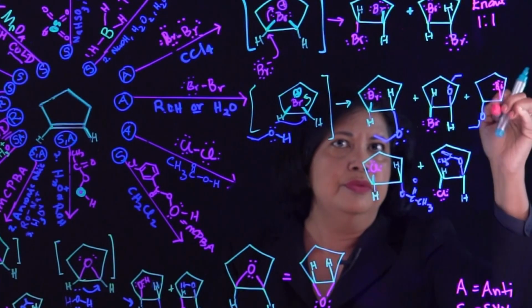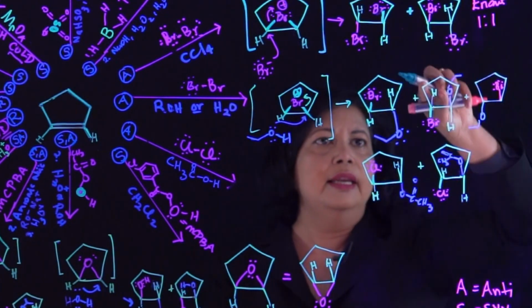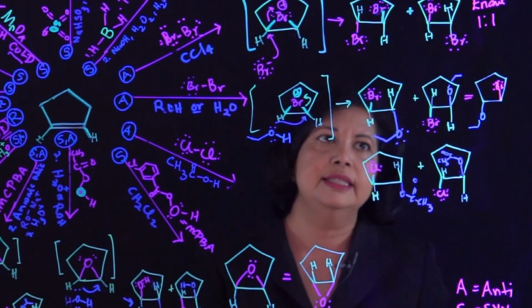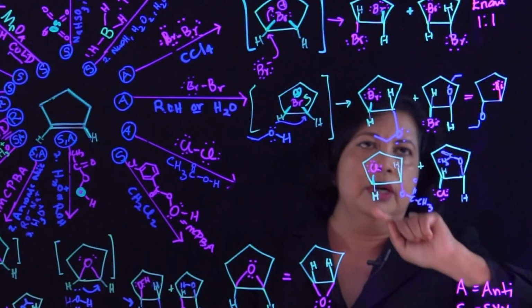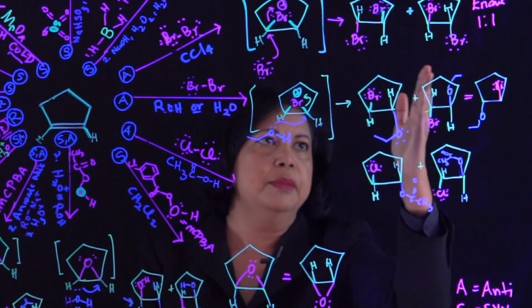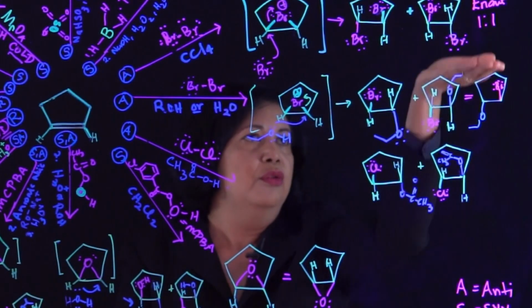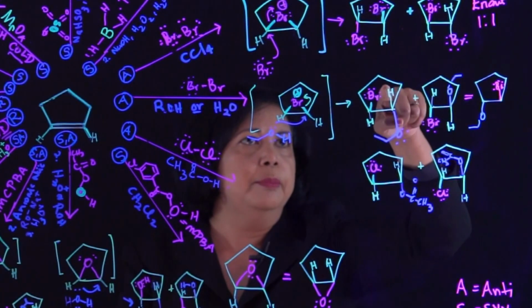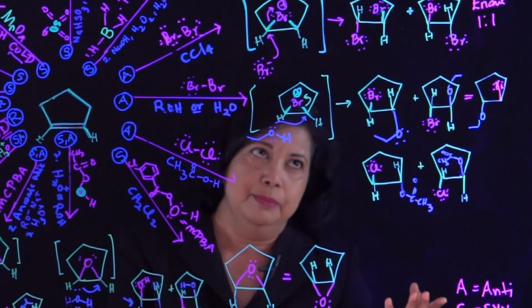Now, is this different from any one of these? Let's look at it. If I take this and rotate it, you're going to get this. So this will be the same as this, same as that. All right? So it doesn't matter whether it attacks here or here, the products are going to be the same. And both of these, are they the same? Are they mirror images? Are they superimposable? Let's look at it. If I take this, flip it over, your OEt is going to come down here, and your bromine will go up here. So they're not going to be superimposable. That's the only way you can superimpose them.